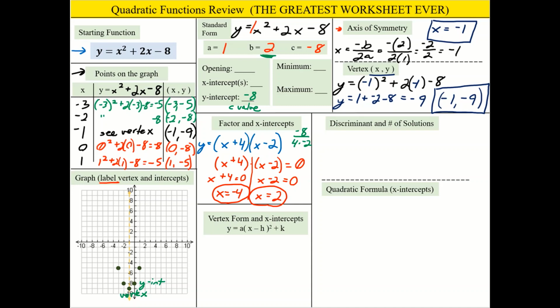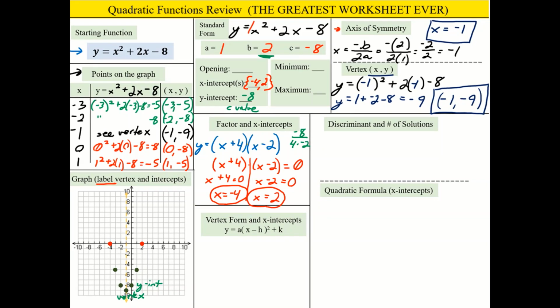But first I'm going to write them up here. So -2, oops, excuse me, -4, and +2. Another way you could also write it is with braces. So -4, 2. Okay.